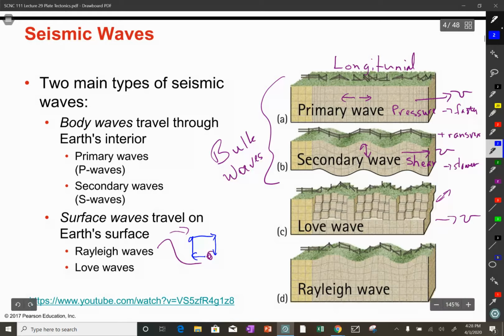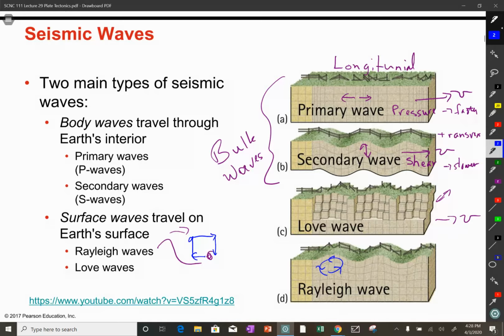The Rayleigh waves are kind of the same thing, except you're going the opposite direction. So in the Rayleigh waves, the particles are moving like that. So that's a rolling type of motion. Up, forward, backward, down, forward, up, backward, down. So those are surface waves. They only occur on the surface of the Earth.